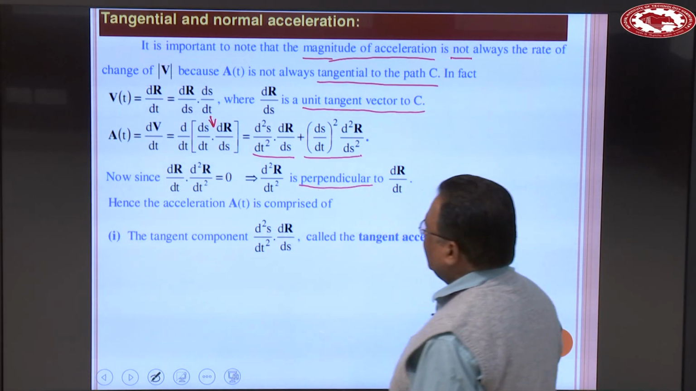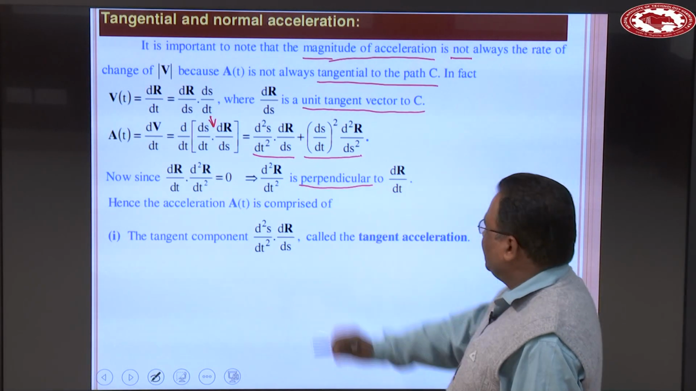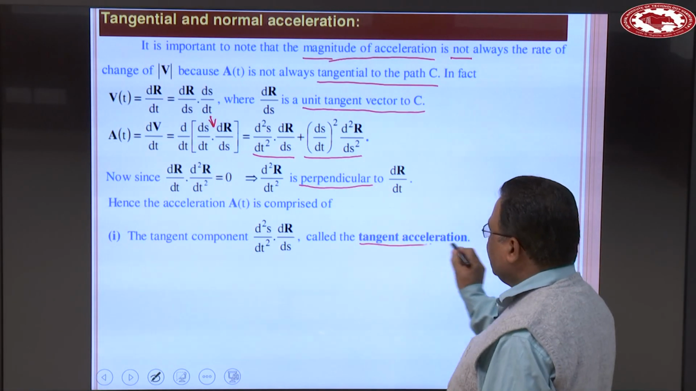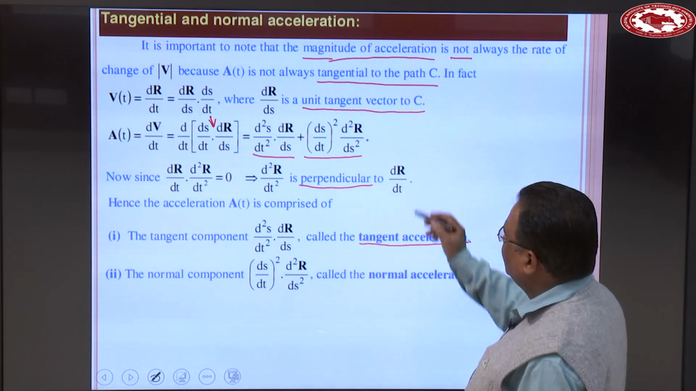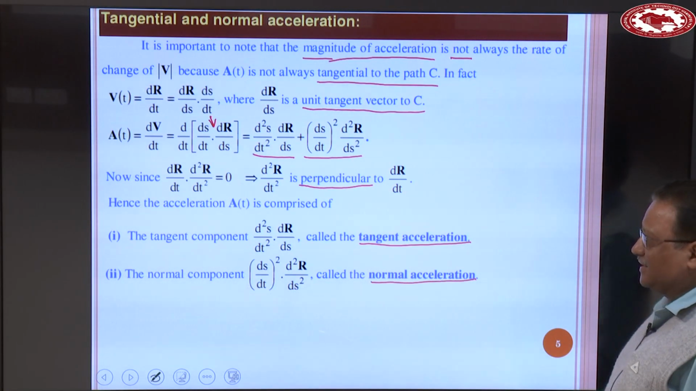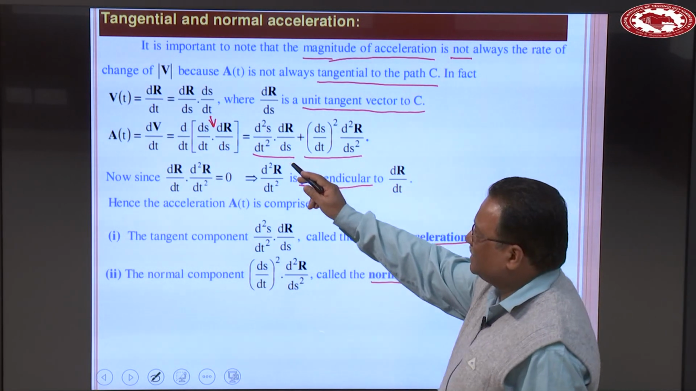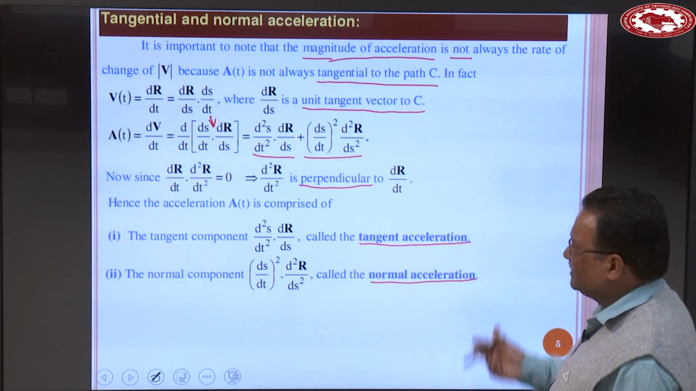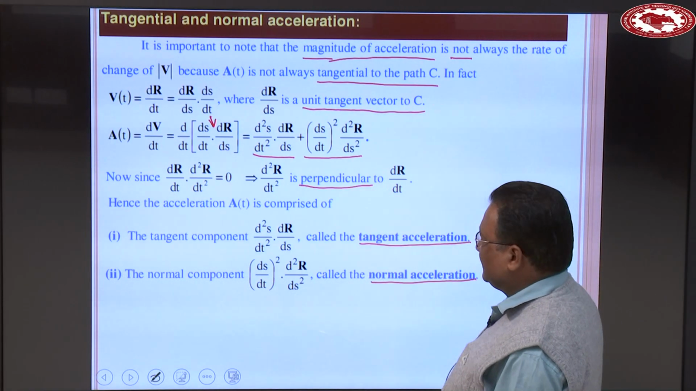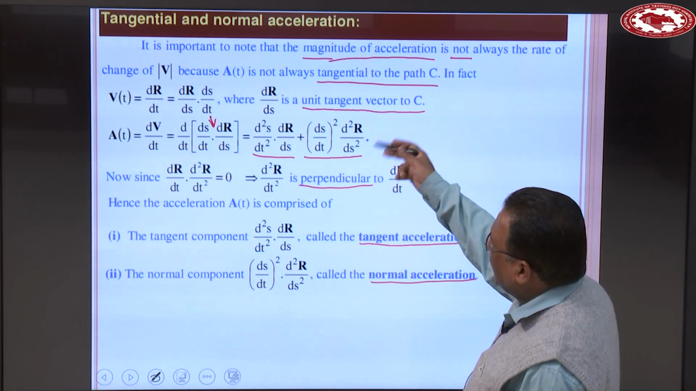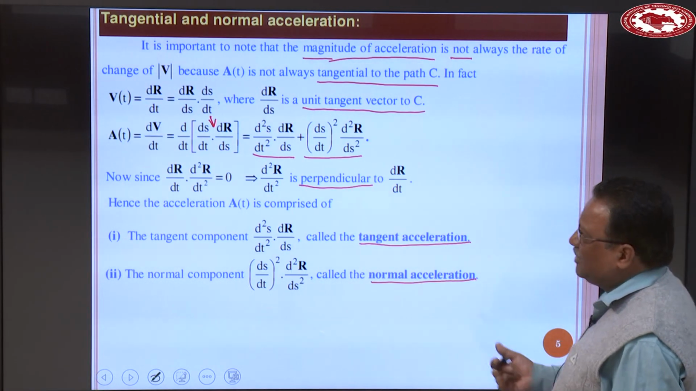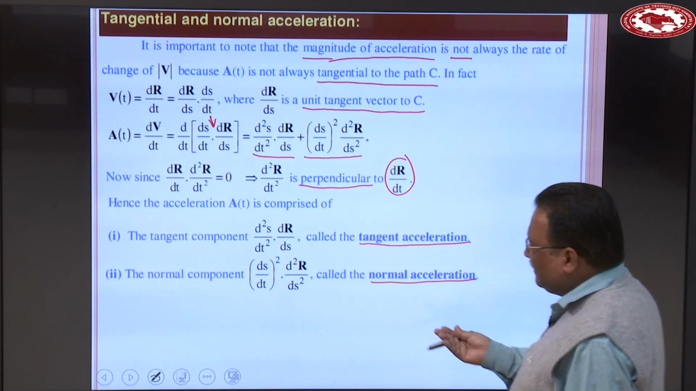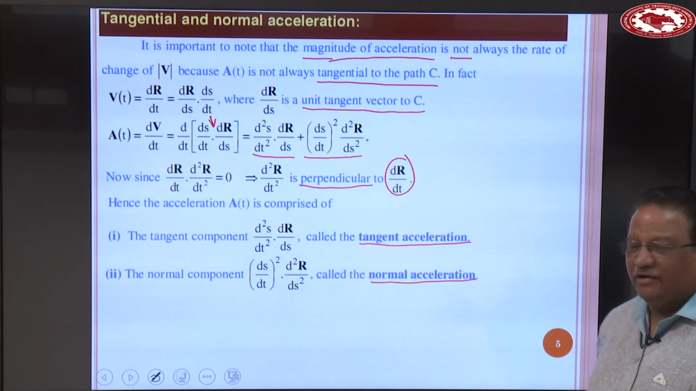And this component is known as tangential acceleration. Clear? And this component is known as normal acceleration. We know dr over ds is basically tangent to the curve. So dr over ds gives the tangential acceleration, and d square r over ds square is normal acceleration, because d square r over dt square is perpendicular to dr over dt. So that one is the normal component of acceleration.